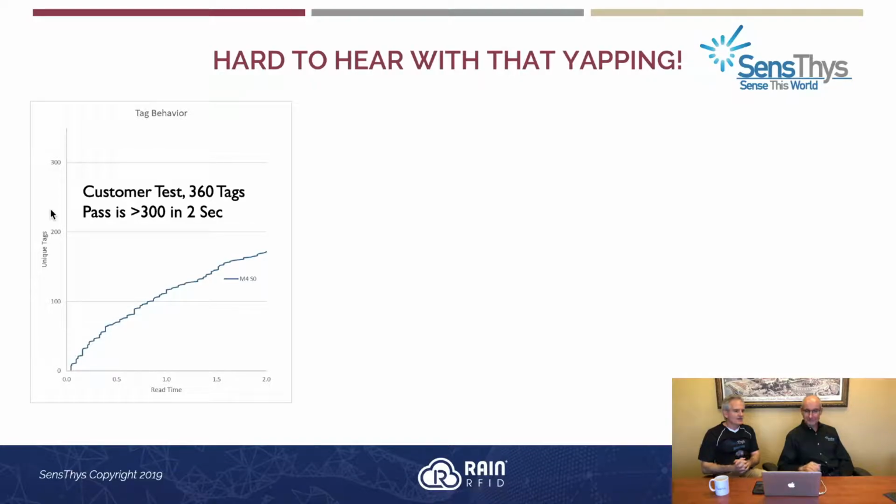So out of the box, M4 is a fine mode. We put it in S0 so that we can have a lot of tag reads. But the number of unique tags we see here is 160 tags in 2 seconds, which is far, far away from where we need to be.